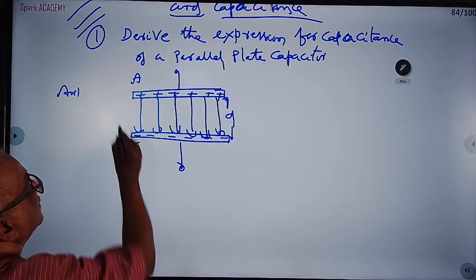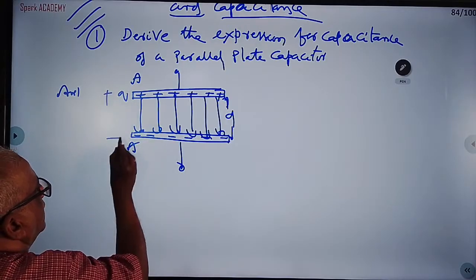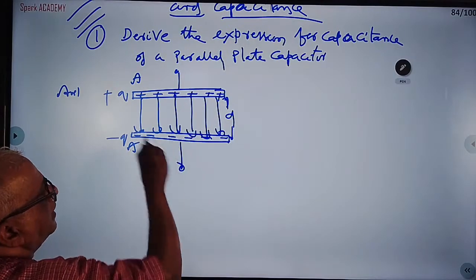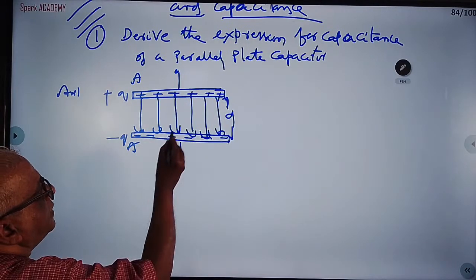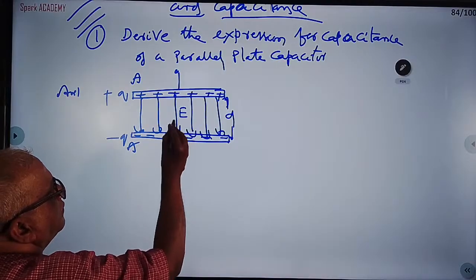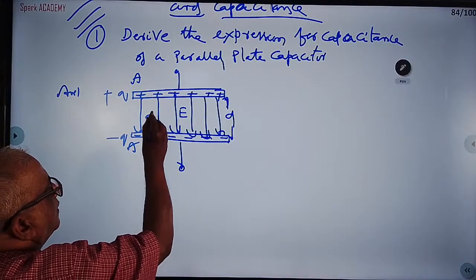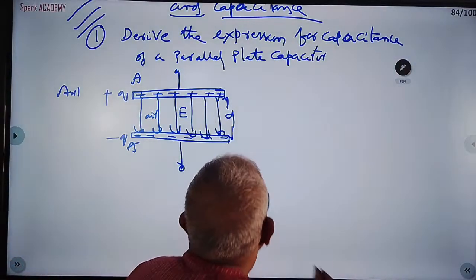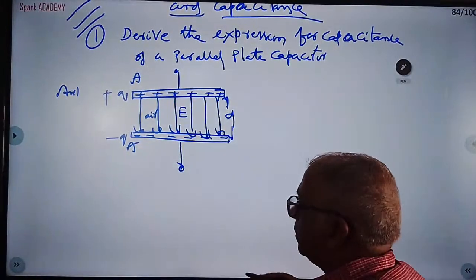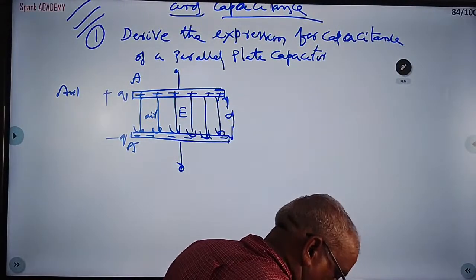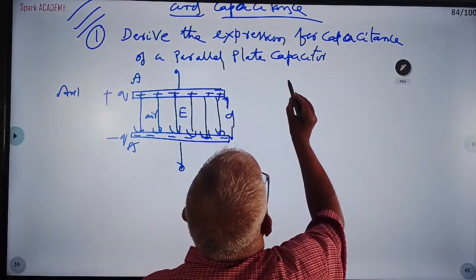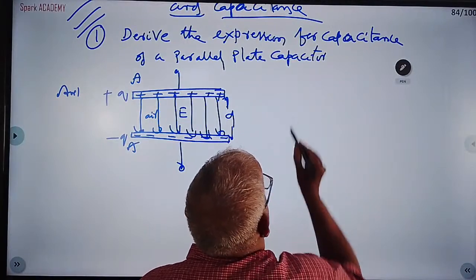Here the charge is plus Q, and here the charge is minus Q. But for the capacitance answer, you won't get the charge. The area is A, D is the distance. What is the medium here? Air is the medium. This is called a uniform electric field. Okay, students, this is the diagram of a parallel plate capacitor. So I am telling you the definition: capacitance is Q by V.